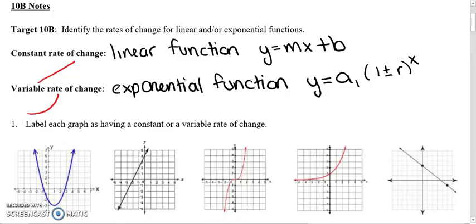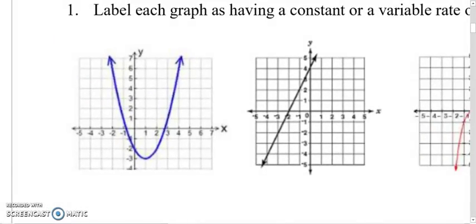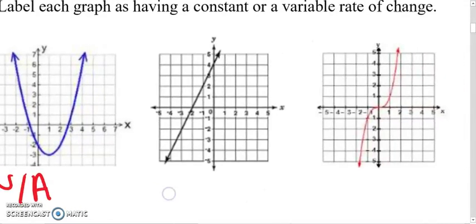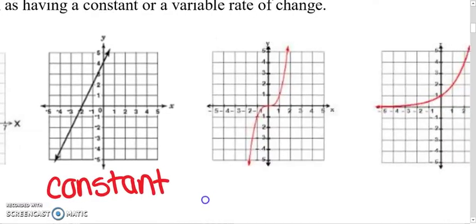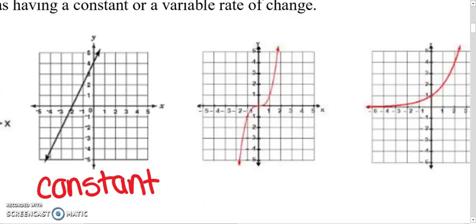For part 1, label each graph as having a constant or a variable rate of change. For the first graph, we look and we see it is a curved graph, however, it's not an exponential graph, so it does not apply. Next one, we have a linear function because it's in the form of a line. Since it's in the form of a line, it's considered a constant rate of change. Next one, we do have a graph that consists of a curve. However, it is not an exponential curve, so it does not apply.